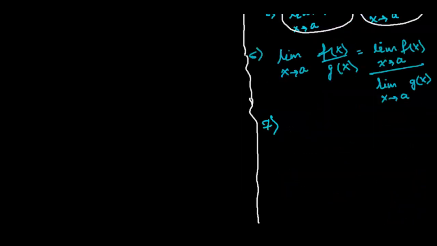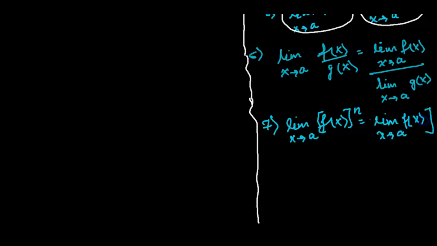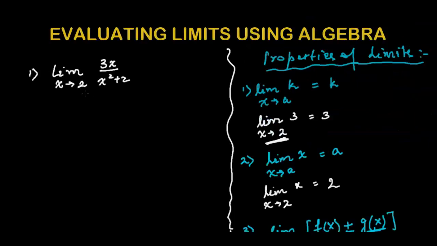The seventh property is the limit as x approaches a of f(x) to the power of n is the same as the limit as x approaches a of f(x), the whole thing to the power of n. Let's understand the application of these properties with the help of examples. Going back to the first example that we started with, we notice this is written as the limit as x approaches 2 of 3x over x squared plus 2.